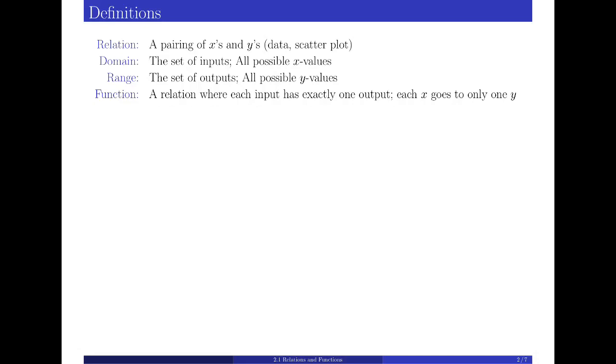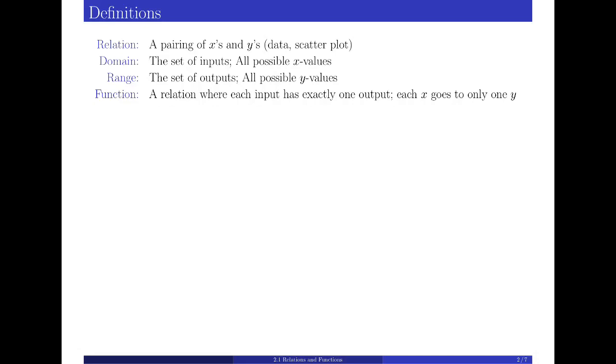The domain is the set of the inputs or x values. So when you think of domain, think inputs, think x values. And then the range of a relation or a function is the set of outputs, the y values. So we put a number in from the domain and it spits out a number in the range.